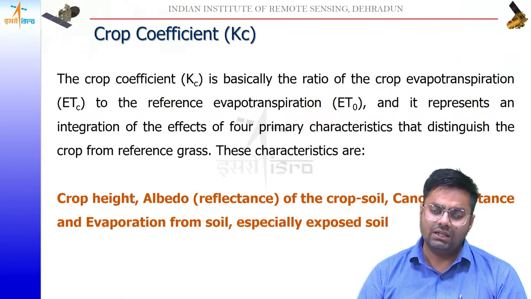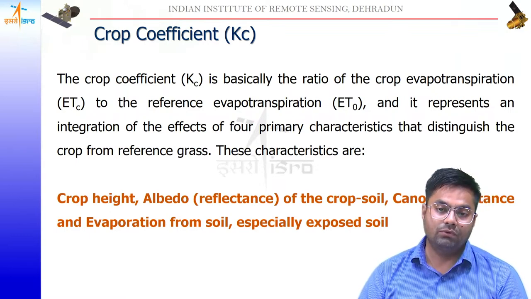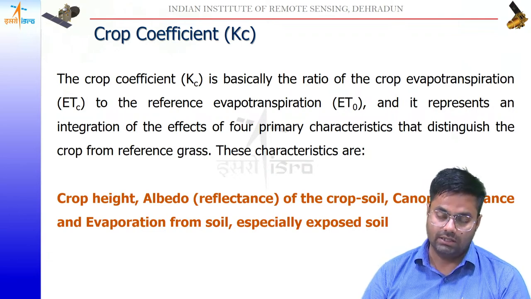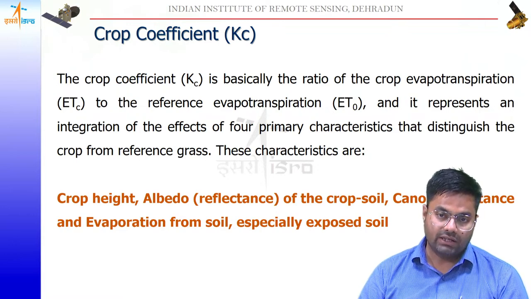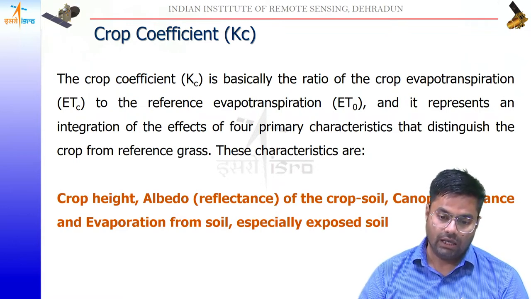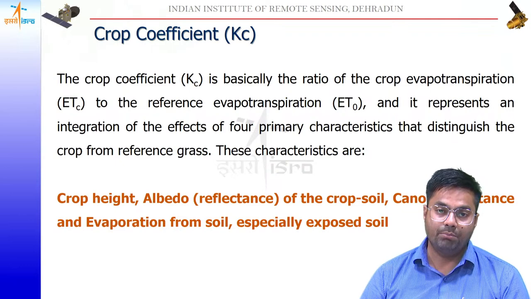Next, what are the effects of the four primary characteristics on the crop coefficient? As mentioned here, the characteristics are crop height, albedo, canopy resistance, and evaporation from the soil, which are components of practices that may have a combined or integrated effect on the crop coefficient.